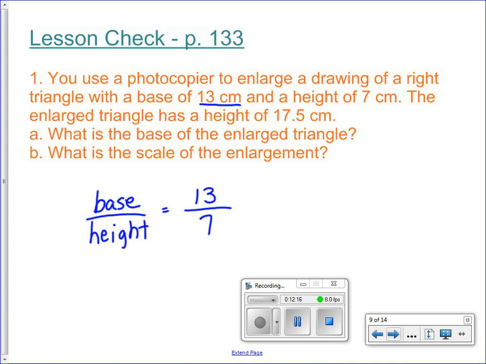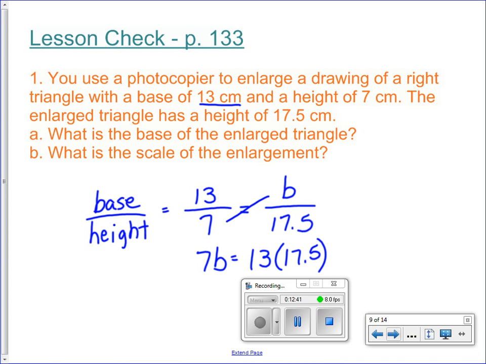On our enlarged triangle, we have a height of 17.5. So since height is on the bottom, we're going to have to put our 17.5 on the bottom. And we want to know the length B of the base. All right, so here is our proportion, and let's cross multiply. 7 times B is 7B. On the other side, we have 13 times 17.5.